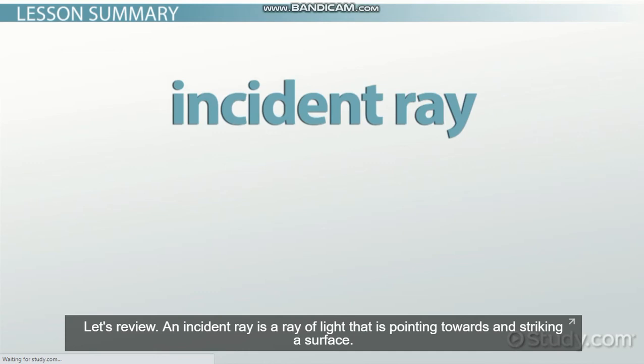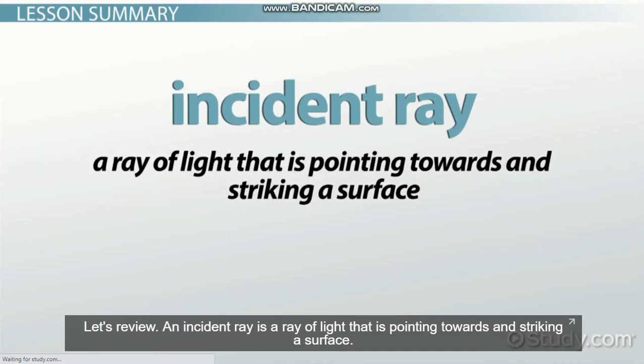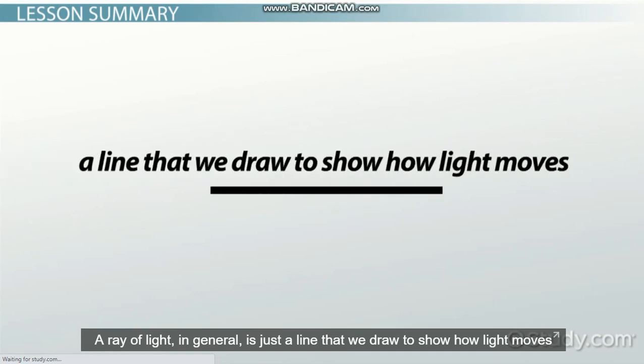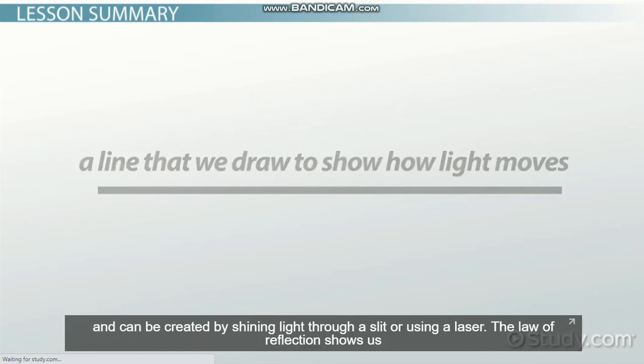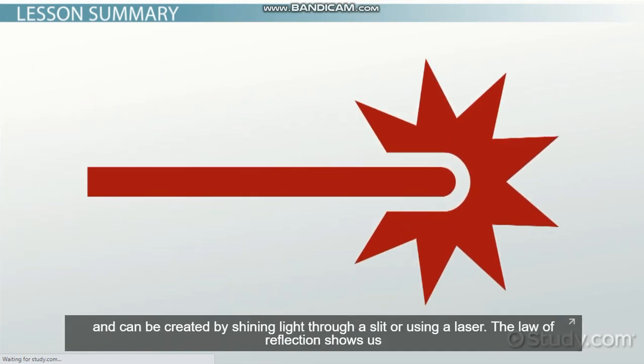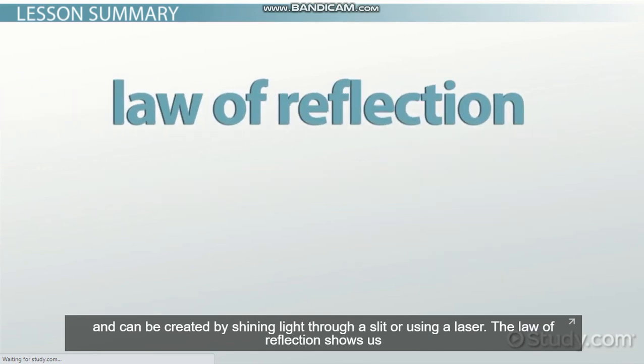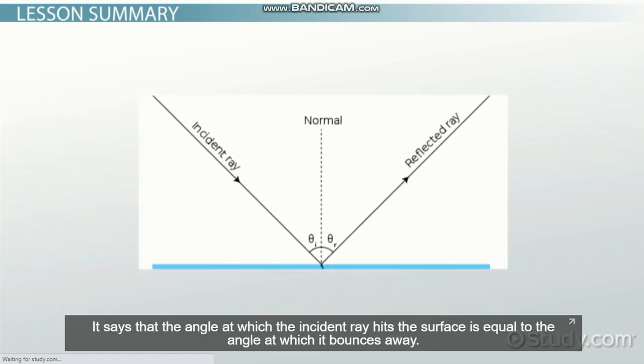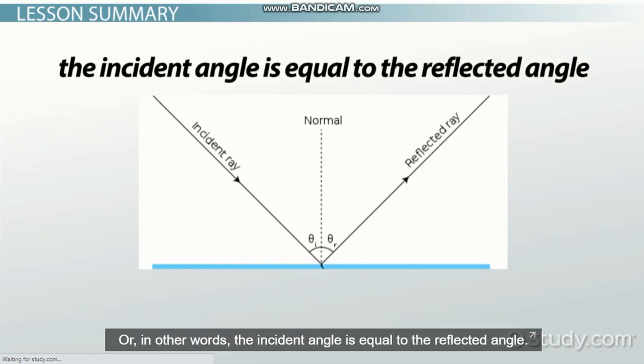Let's review. An incident ray is a ray of light that is pointing towards and striking a surface. A ray of light in general is just a line that we draw to show how light moves and can be created by shining light through a slit or using a laser. The law of reflection shows us that we can predict how an incident ray will bounce away from a surface. It says that the angle at which the incident ray hits the surface is equal to the angle at which it bounces away, or in other words, the incident angle is equal to the reflected angle.